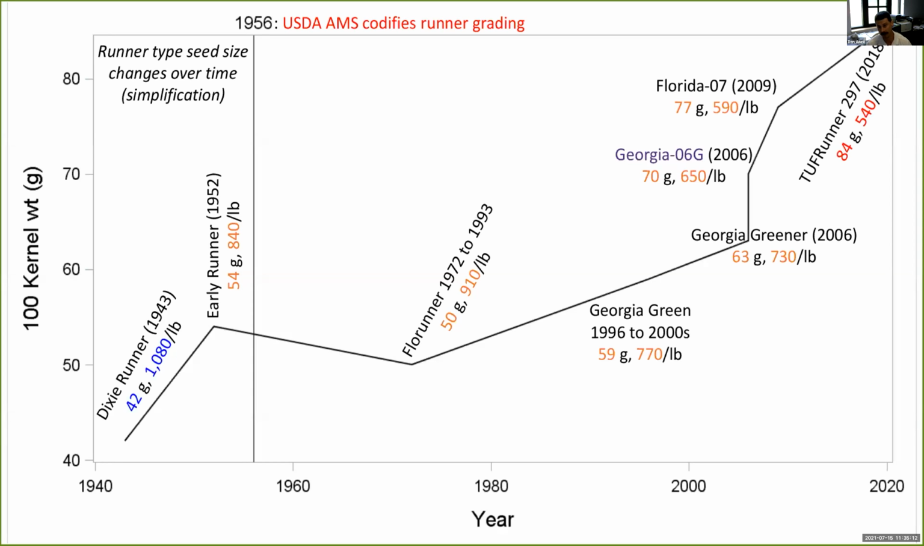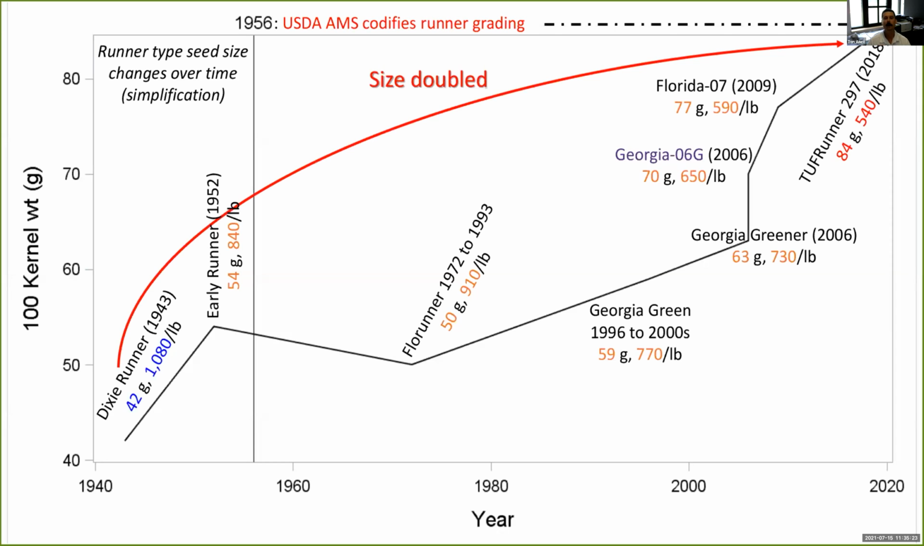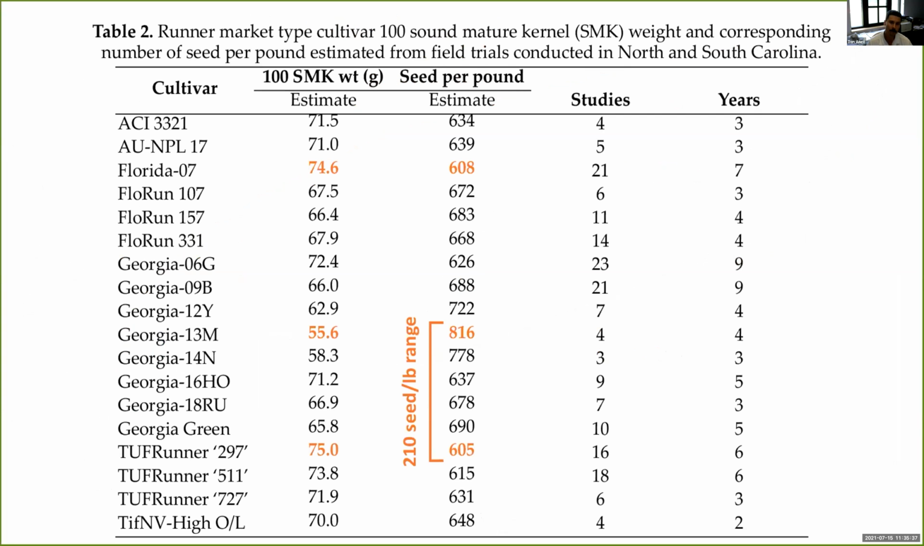Specifically, Florida-07, released in 2009, 77 grams per 100 kernels. And then in 2018, TUFRunner 297, 84 grams per 100 kernels. When we look at the two ends of the spectrum, we end up seeing a doubling in size of kernels from Dixie Runner over to TUFRunner 297. But keeping pace with this, we really didn't see that many changes corresponding to the grading system that is being used to grade these for farmer stock peanut. And this isn't just a historical piece of information. We still see a range in seed sizes for runner cultivars that are grown today.